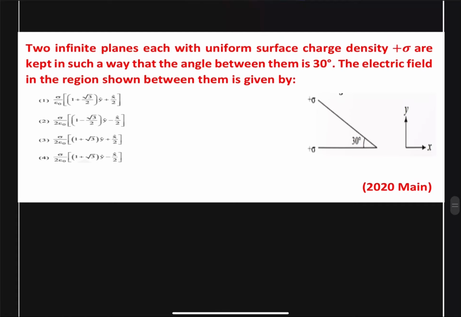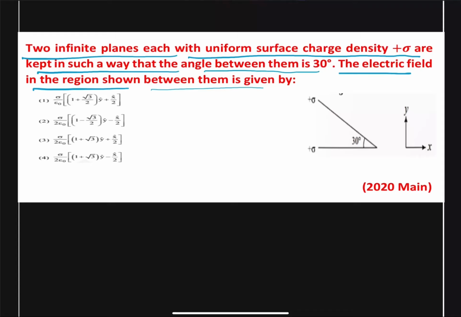We are given two infinite planes, each with uniform surface charge density plus sigma, kept in such a way that the angle between them is 30 degrees. The electric field in the region shown between them is given by. So a basic figure is given to us. We have two planes, each having the same surface charge density plus sigma, and the angle between them is 30, and we are supposed to find out what will be the electric field at any point between them.